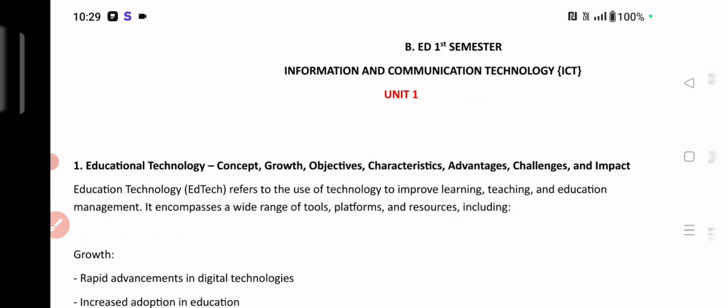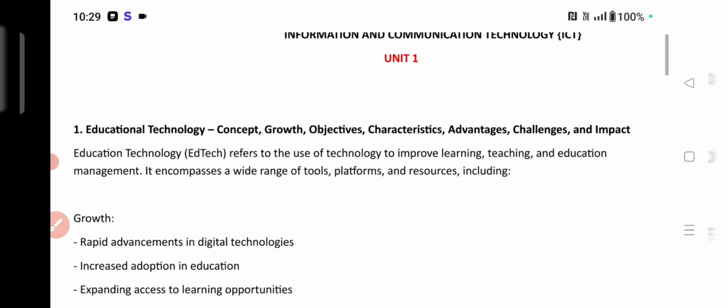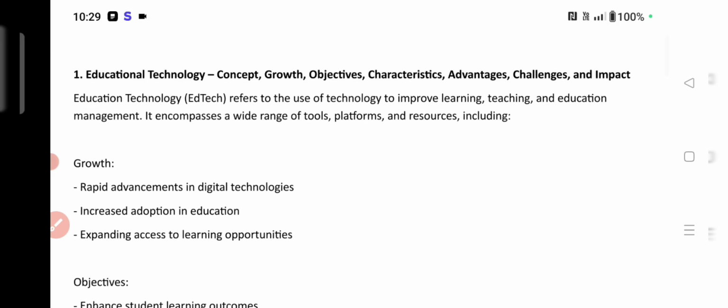Today I am going to teach you the ICT subject in semester 1. ICT stands for information and communication technology, and unit 1 is related to education technology and information technology. We are going to learn education technology: the concept, growth, objectives, characteristics, advantages, challenges, and impact.